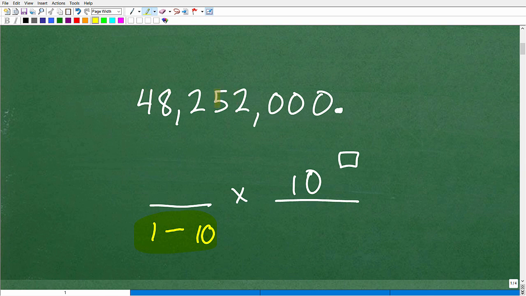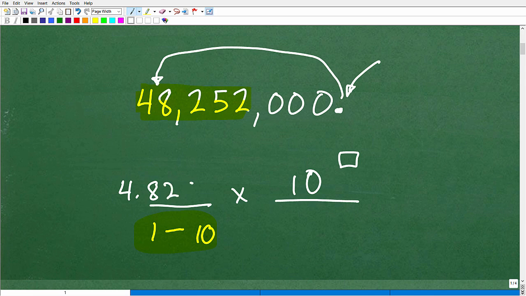I've got to think of a number between 1 and 10. So looking at the digits here, what could be a number? Where could I plop this decimal point in between these numbers to form a number between 1 and 10? Let me just show you because I might be confusing some of you. If I plop this decimal point right in here, what do I get? I get the number 4.8252.